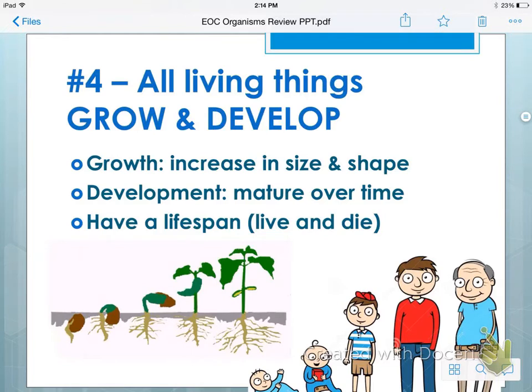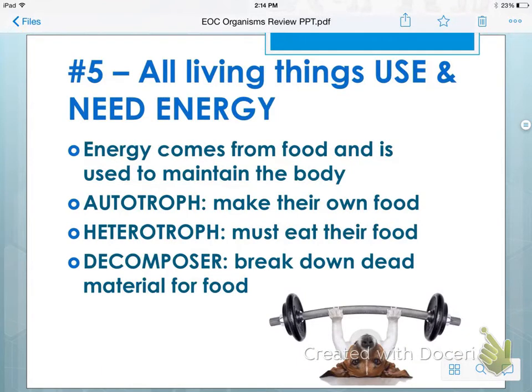All living things grow and develop. So growth is an increase in size and shape. Development is maturing over time. And it's also important to note that all living things have a lifespan. They live and then die.